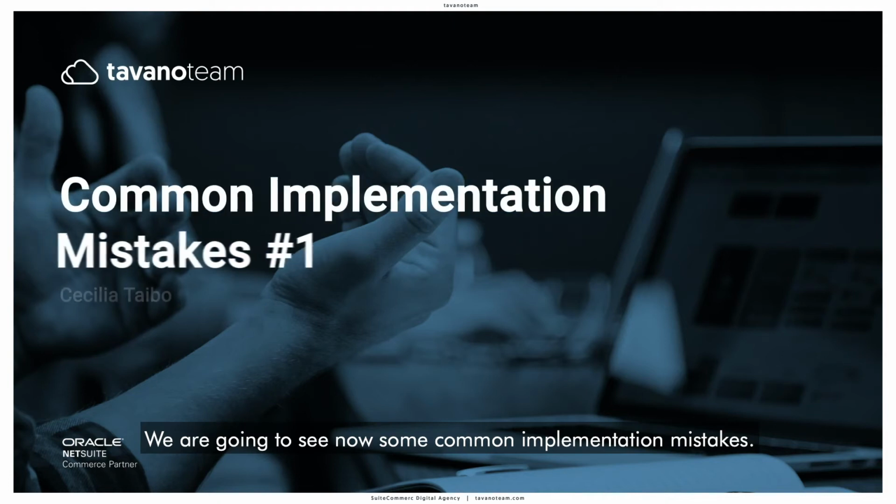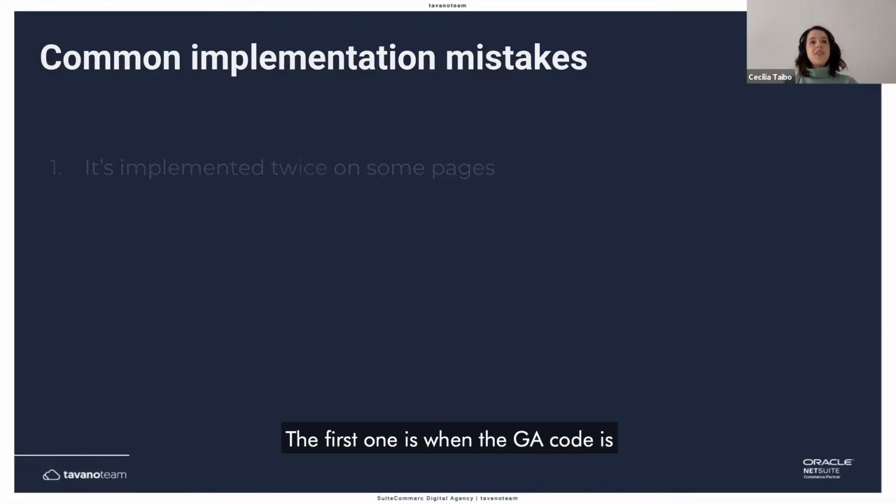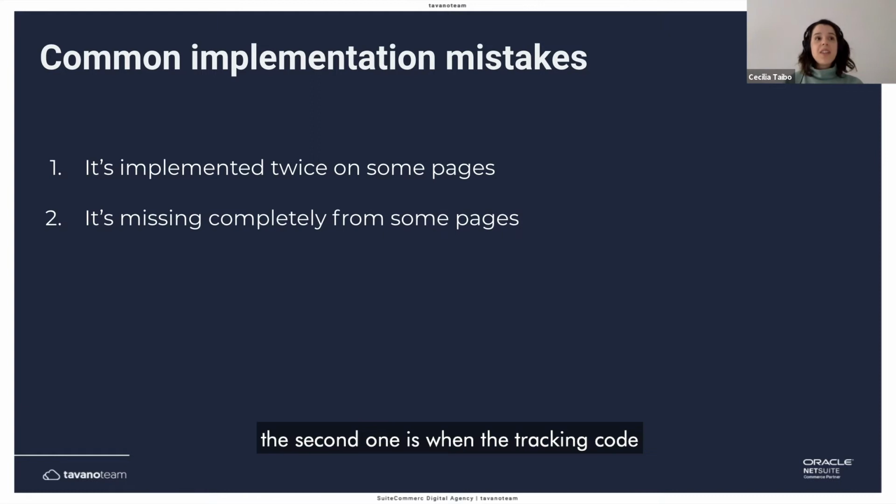We are going to see now some common implementation mistakes. There are two main common implementation mistakes. The first one is when the GA code is implemented twice on some pages. And the second one is when the tracking code is missing completely from some pages.